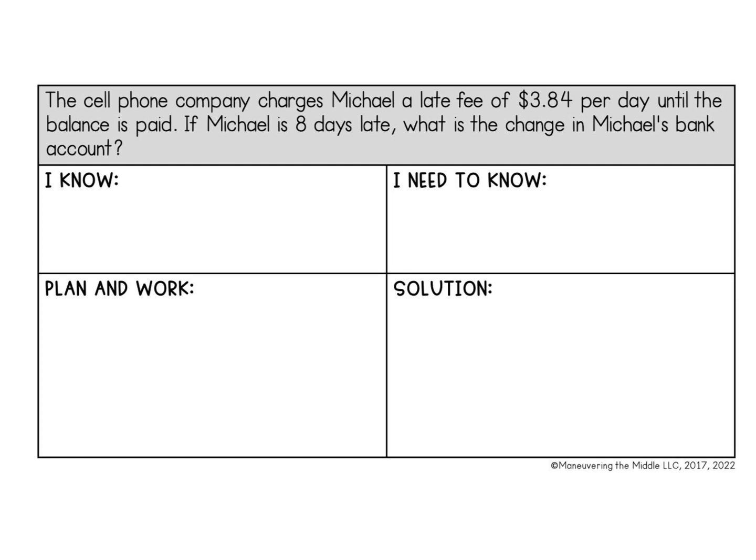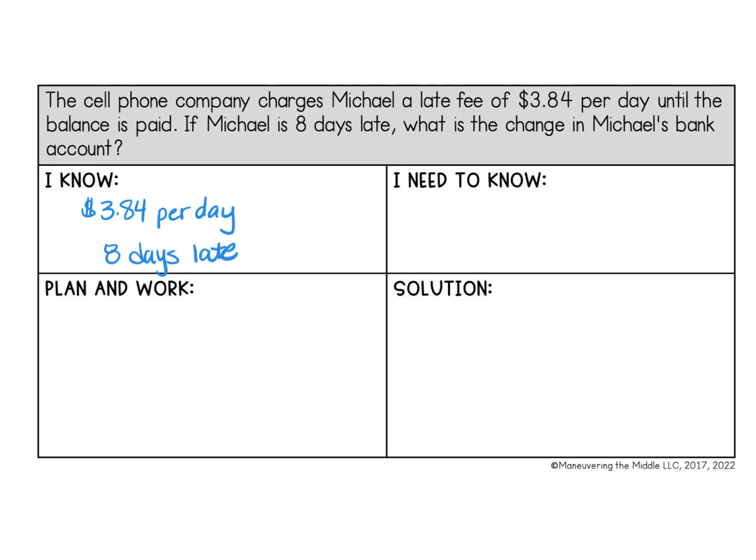Now let's try this skill with a real-world example. The cell phone company charges Michael a late fee of $3.84 per day until the balance is paid. If Michael is 8 days late, what is the change in Michael's bank account? Okay, so we know that he's going to be charged $3.84 per day. And we know that he is 8 days late.